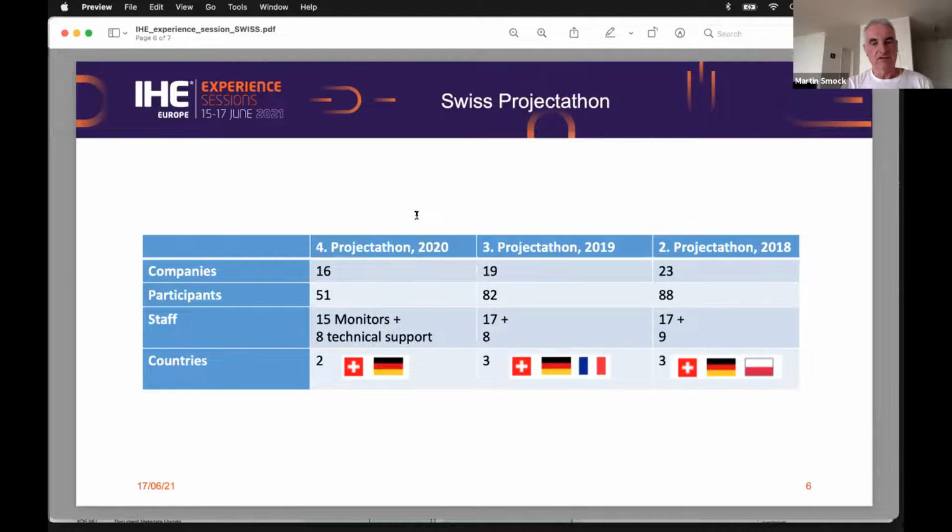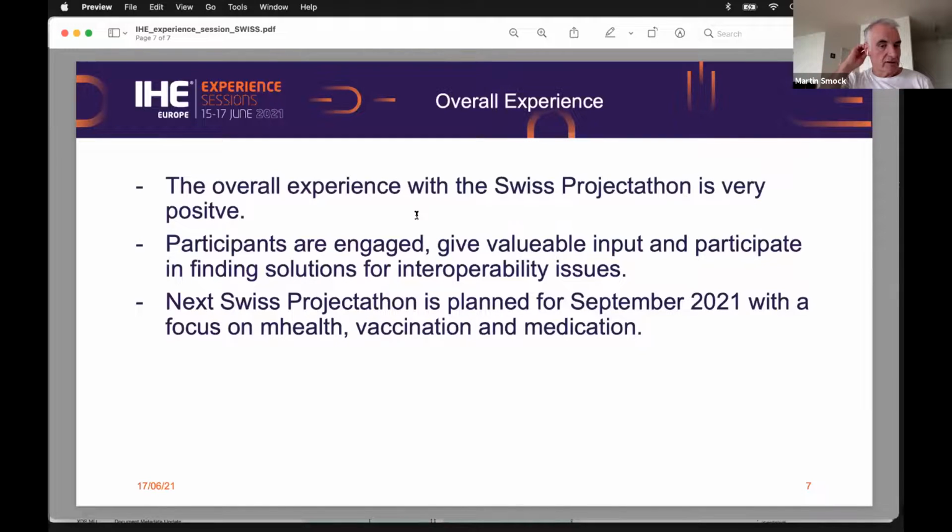Participants typically come from Switzerland, but also from France or Poland and from Germany. To summarize, the overall experience with the Swiss Projectathon is a very, very positive technical program. We generally don't face any technical problems. Gazelle is up and running. The test coverage is quite good now. The system is easy to use. People are used to working with the Gazelle tools from the Connectathon and from the Swiss Projectathon.